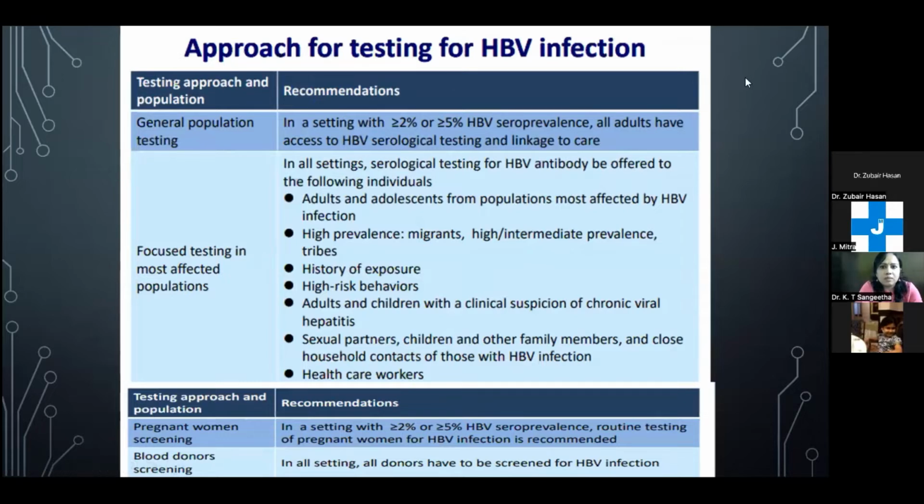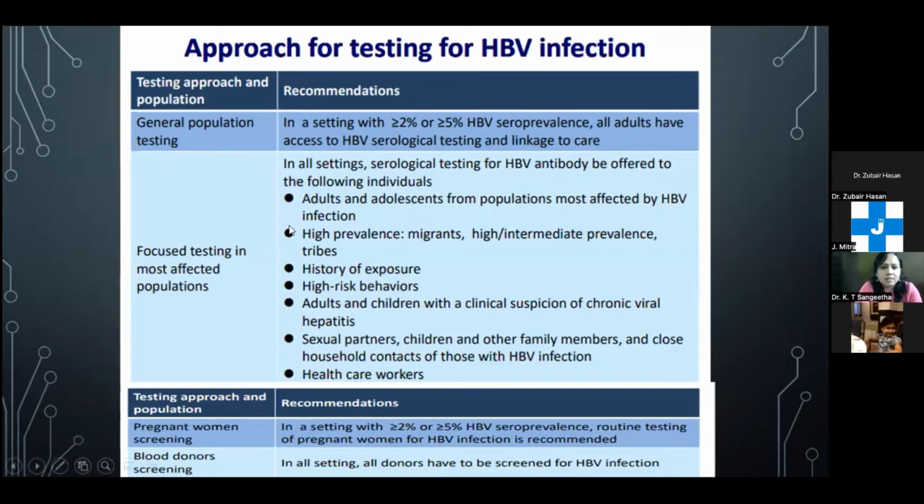So here is what WHO says about the various categories which need to be tested. When it comes to the general population, in a setting with a prevalence of more than 2 to 5%, all adults should have access to HPV serological testing. So in India, if you take up the various studies, we have a prevalence around 3 to 8%. So obviously all the adults should have access to HPV serological testing.